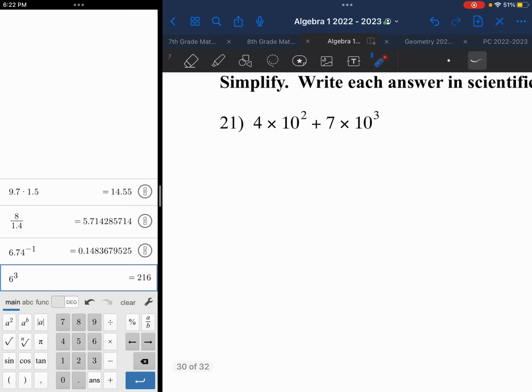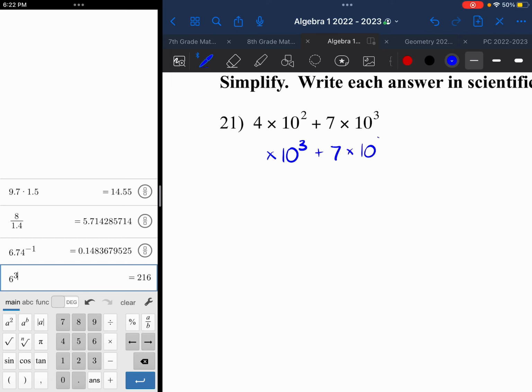I'm going to randomly say I'm going to choose the bigger number. Usually that's worked out better for me, but if you choose a smaller number, that should still work. It means you probably have one additional step at the end. So I'm going to change this to times 10 to the power of 3 instead of 2. I'm going to leave this 7 times 10 to the power of 3. I'm not going to touch you.